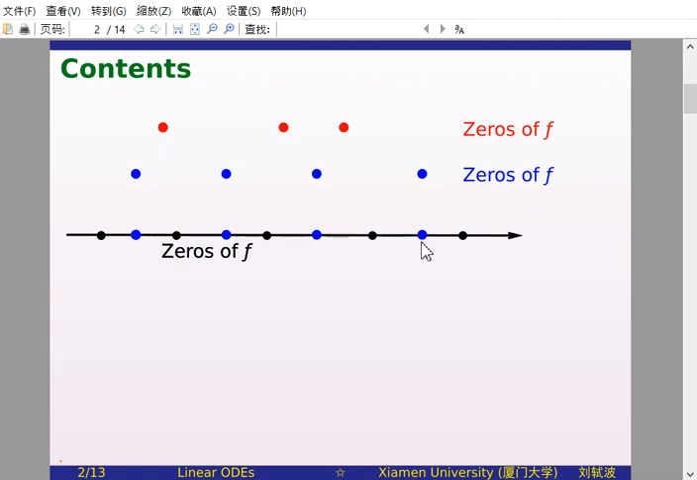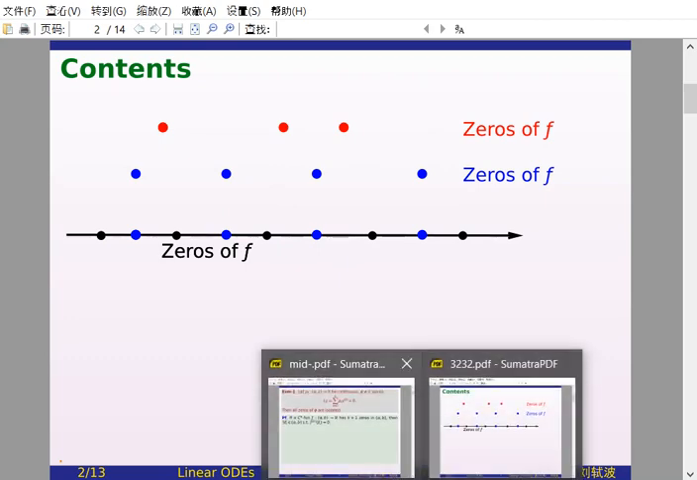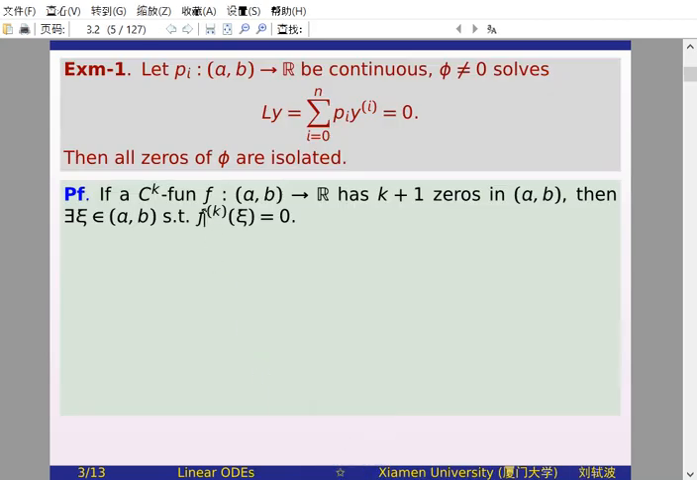Then we apply the Rolle theorem to the derivative f prime again. Between any two zeros of f prime, we can obtain a zero of the second order derivative. Therefore, applying this argument again and again, eventually we will find zeros of the higher order derivatives of f. So this is the idea. This is a result in calculus. We will need this result to prove the conclusion of this example.